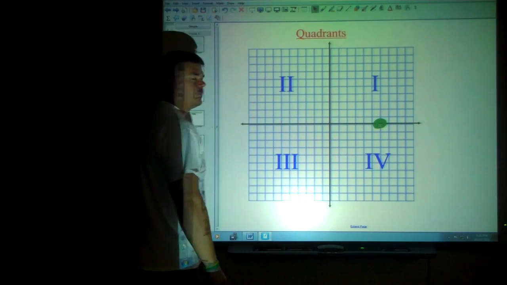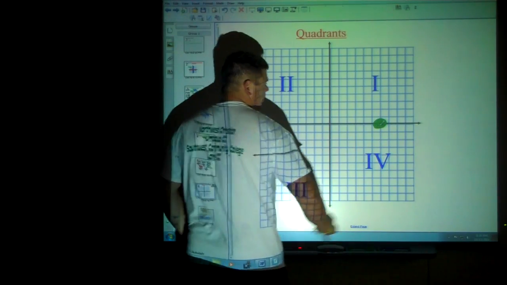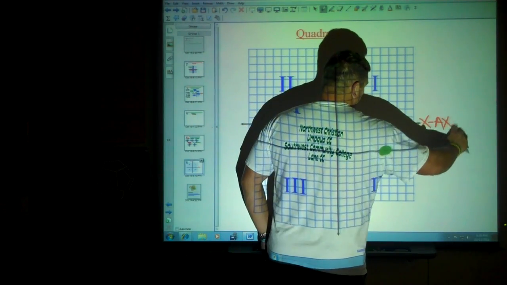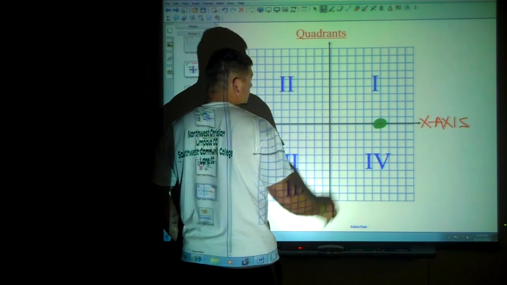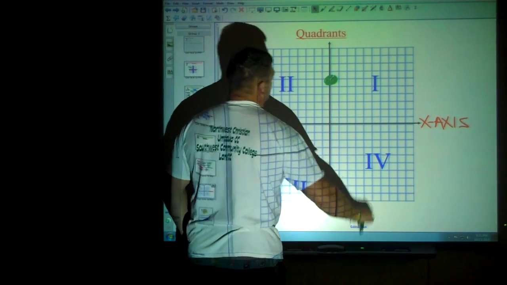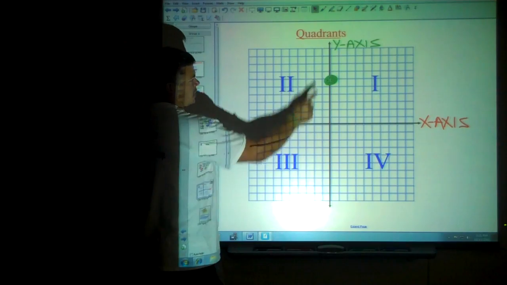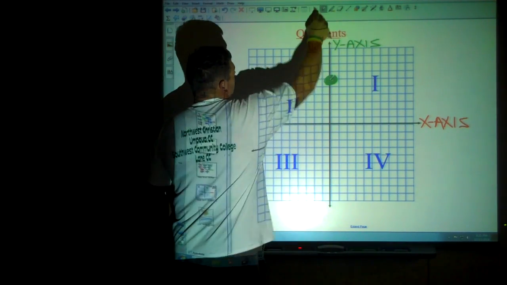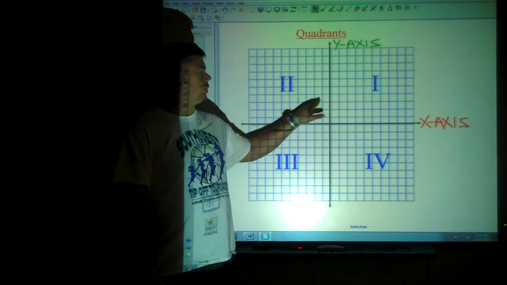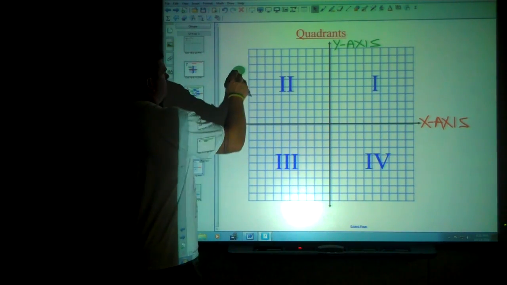But what if it's right on the line? Is it in both quadrants? No. You would say it's on the x-axis. You recall, this is the x-axis. And if you found that it was on the other line up here, then you would say that's the y-axis. So it's not in a quadrant if it's on the line, it's on an axis. And if it were right here, then you would say it's at the origin. So it's either completely in a quadrant or it's not. Then it would be on an axis or an origin.